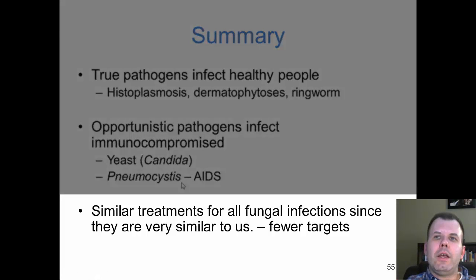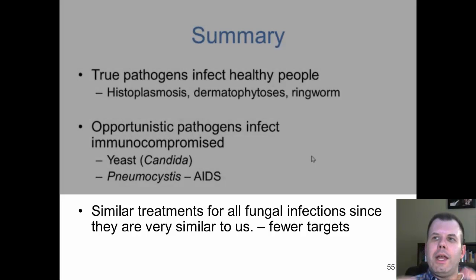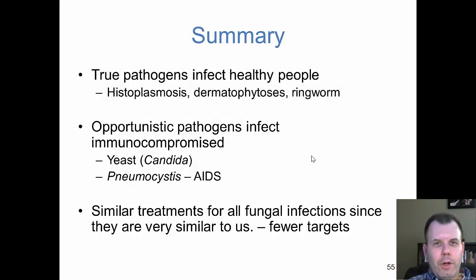And then finally, similar treatments for all fungal infections. Again, a lot of the ones were amphotericin B and nystatin or one of the azoles. And again, the reason for that, very few targets, very similar to us, eukaryotic pathogens. And so they're eukaryotic, they're going to be a lot like us. So what are different? Cell walls and cell membranes are slightly different in the fungus. And so that's why a lot of the drugs are the same thing.